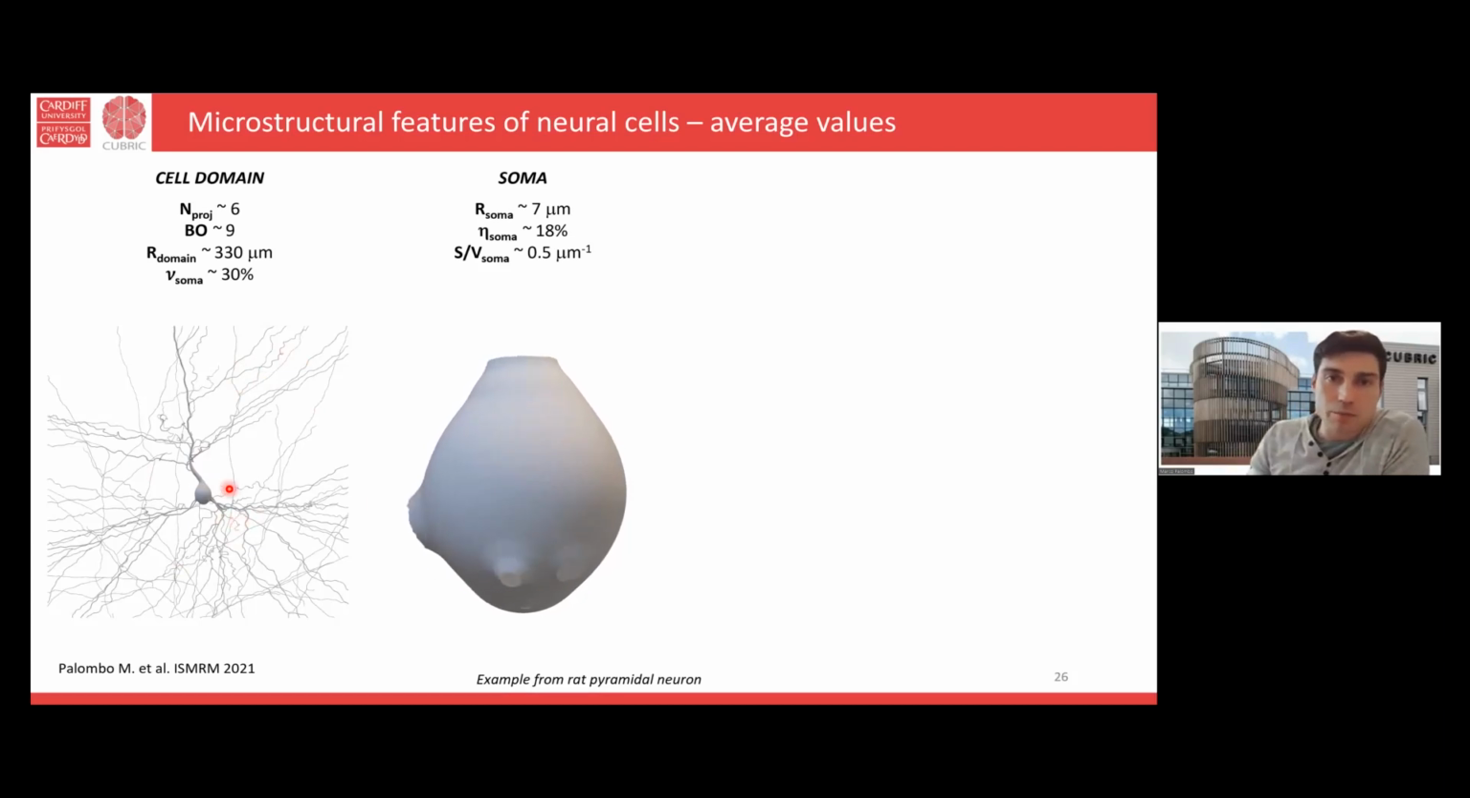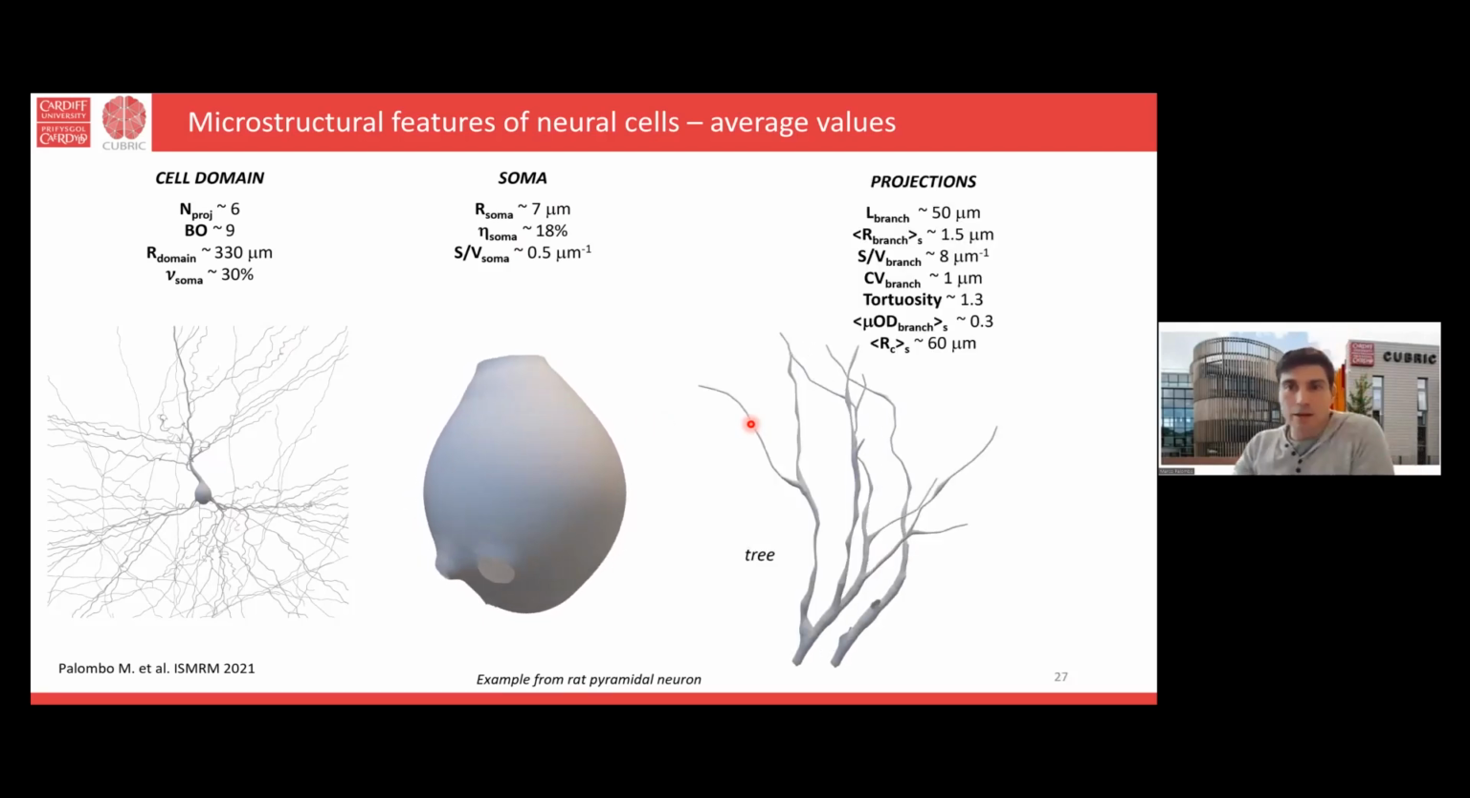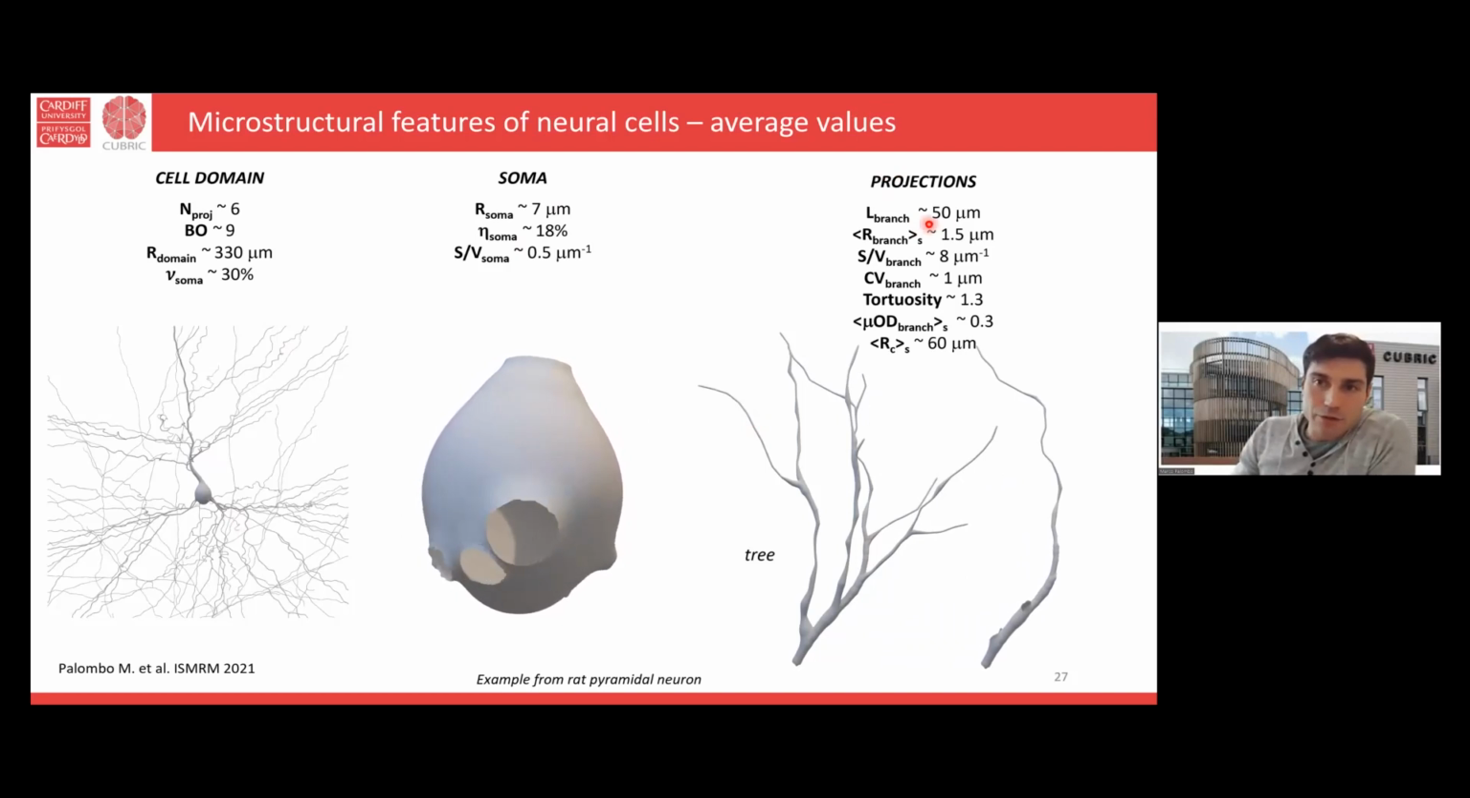If we look at the cell body, it is on average 7 micron in size, and it is quite connected to the branching structure, to the fibers. In fact, 18% of the surface on average is open with these openings you can see here, and allows water to flow from the cell body to the dendrites, or from the cell body to the cell fiber if it is a glial cell. And then the fibers have an average length of 50 micron.